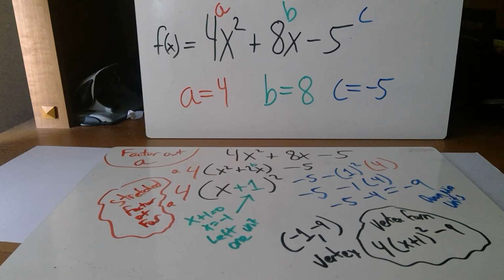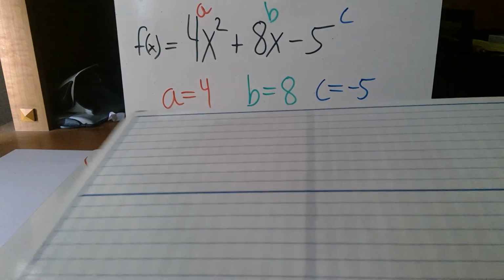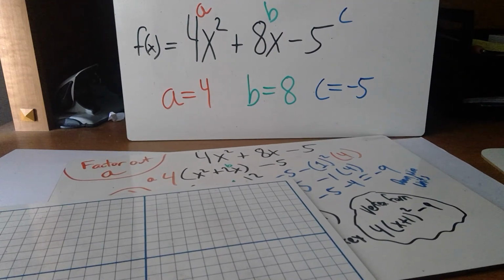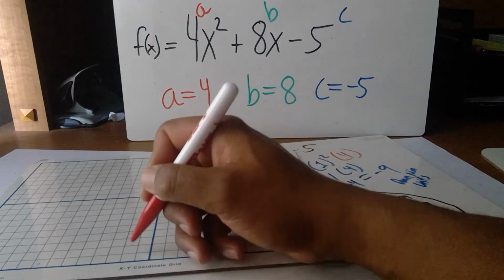Now, if you don't believe me, maybe we should graph. Some people don't believe me. Maybe we should graph this. So, let's make a graph. Remember, we're doing 4, x plus 1, minus 9. So I need to go 1 left, down 9. Let me use red. I like 1 left, down 9. Okay, 1 left, down 9.